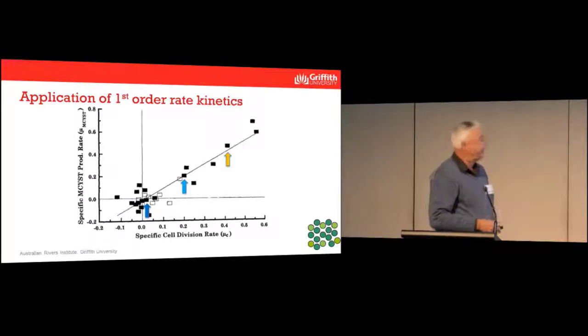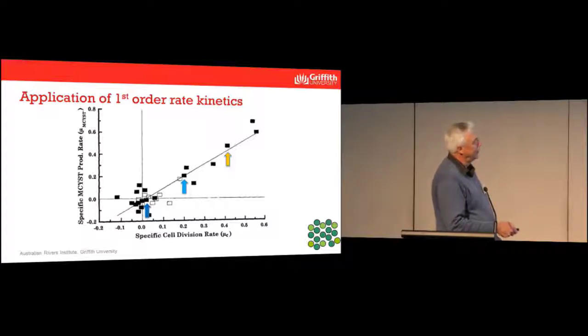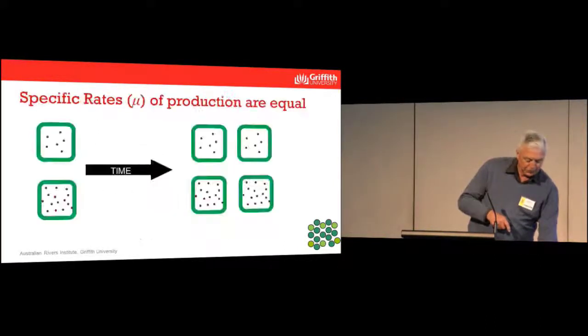So just looking at those graphs that I had before, those 3 arrows represent the points on the line where we're plotting the mu c against mu tox, in this case microcystin. And the thing you'll notice is that there's quite a straight line relating the specific cell division rate and the specific microcystin production rate. That line has a slope of 1 and it passes through the origin. So what it's saying is as the rate of production of new cells decreases, the rate of toxin production gets reduced as well.